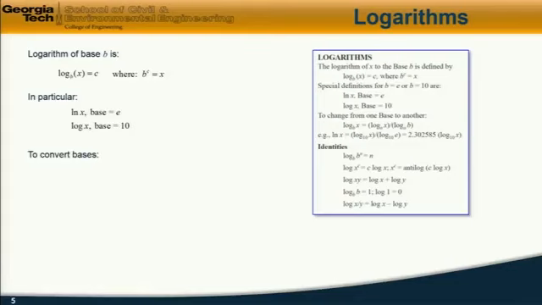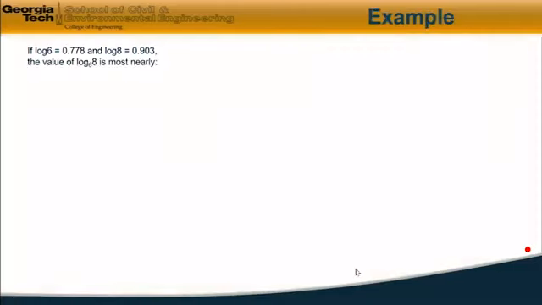To convert the bases of two logarithms, we have this equation here: log base b of x is equal to log base a of x divided by log base a of b. So for an example, we're given that the log of 6 is 0.778 and the log of 8 is 0.903. Because the base is not given here, it's implicitly implied that this refers to log to the base 10. The question is, what is the value of log to the base 6 of 8 out of these four alternative answers? So we use our general equation for converting between bases.